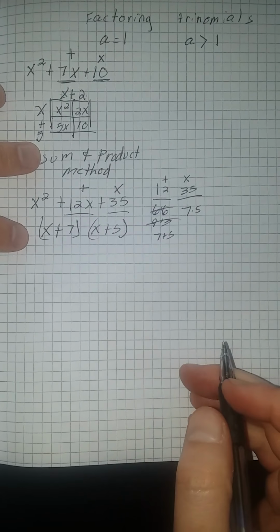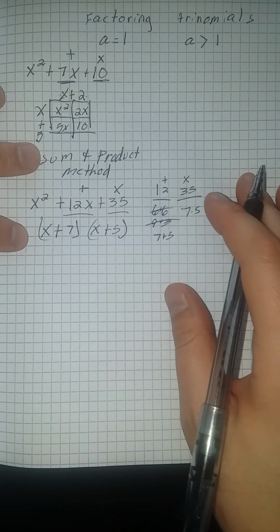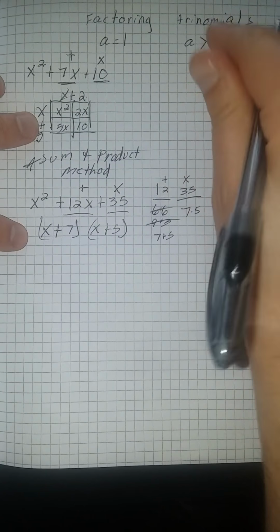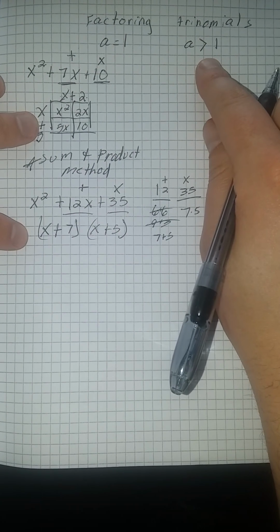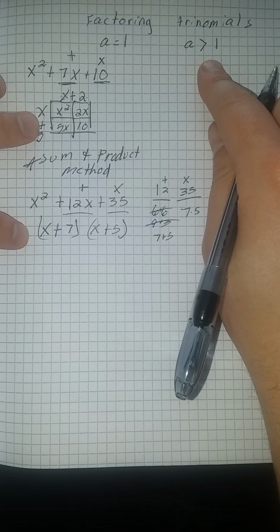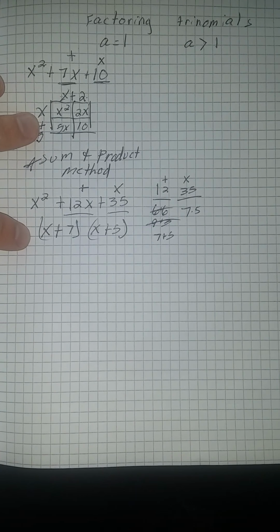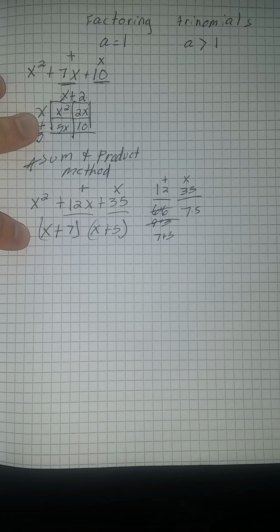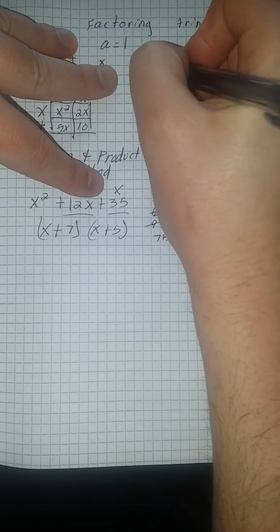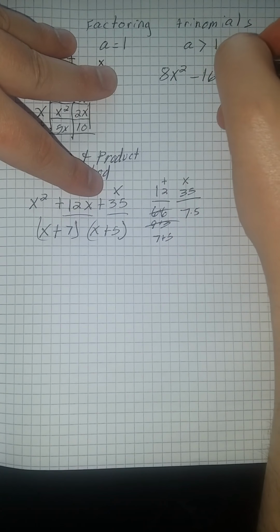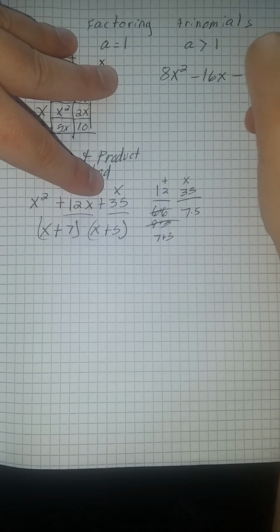Okay, that's the simpler method, the factoring when a is equal to 1, sum and product method. When your coefficient of a is greater than 1, that's when the problems become significantly more difficult. Okay, we just have to use a different method, a different strategy. Let me pick one out here. Yeah, that'll work. Okay. 8x squared minus 16x minus 10.